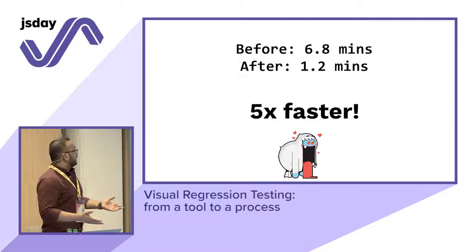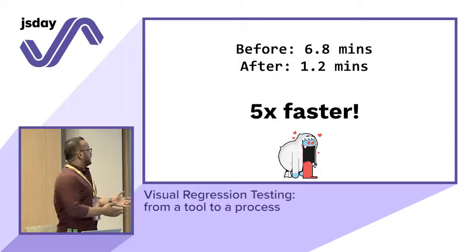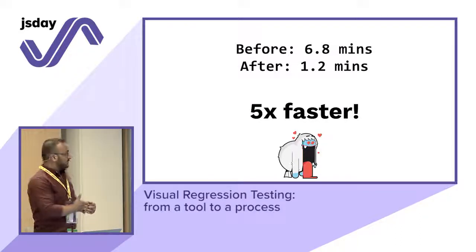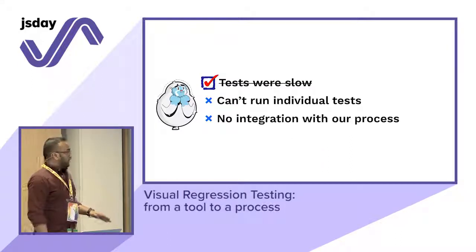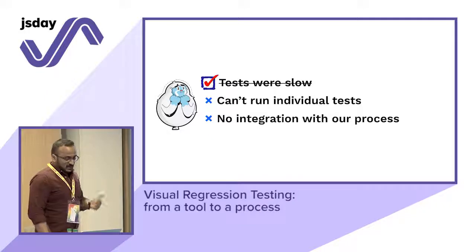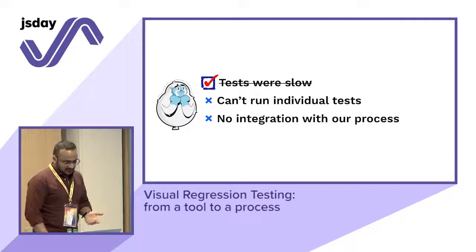So before, we took about 6.8 minutes to run all the tests. After these improvements, we went down to like 5 times faster, which is really good. So the problem is solved. Tests were slow. Great. OK, now we cannot run individual tests.